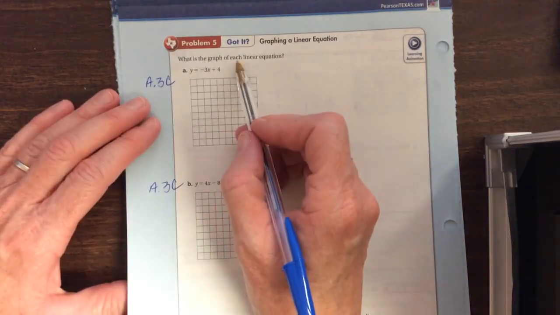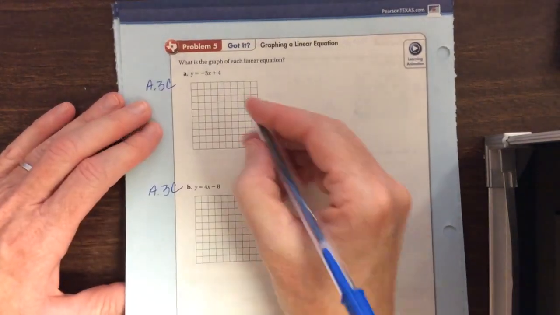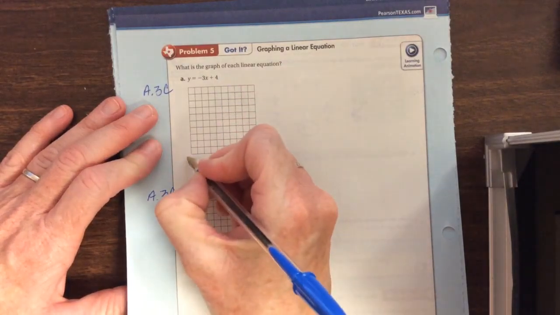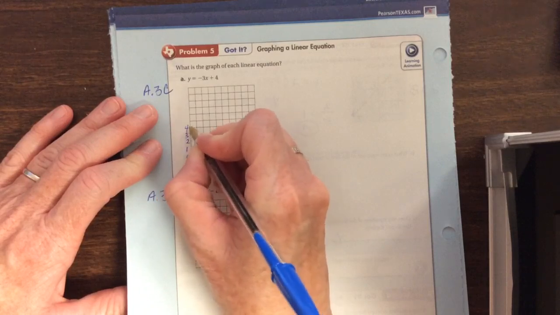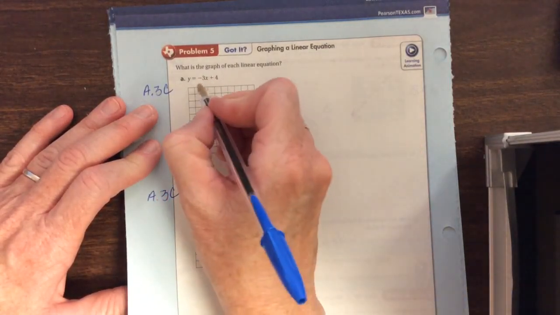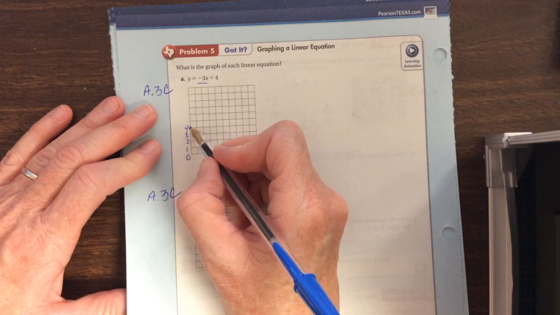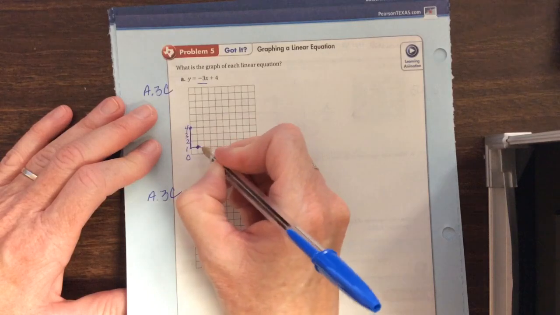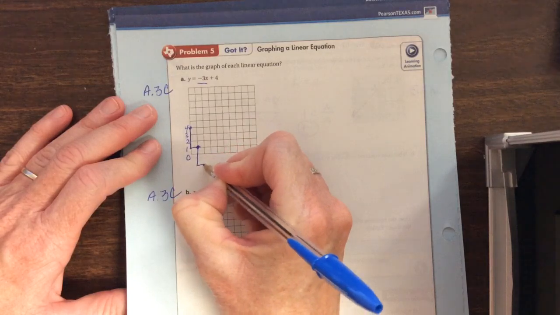Let's see what the next one is. What is the graph of each linear equation? Okay, they want us to graph this. So I'm going to do it by hand, and then I'm going to check it. So I know my y-intercept is 4. So if this is 0, 0, and this is 1, 2, 3, 4, I'm going to put it right here. And I know my slope is negative, so it's going to be going down. So I'm going to start from this point, and I'm going to go down 3, 1, 2, 3, and over 1.